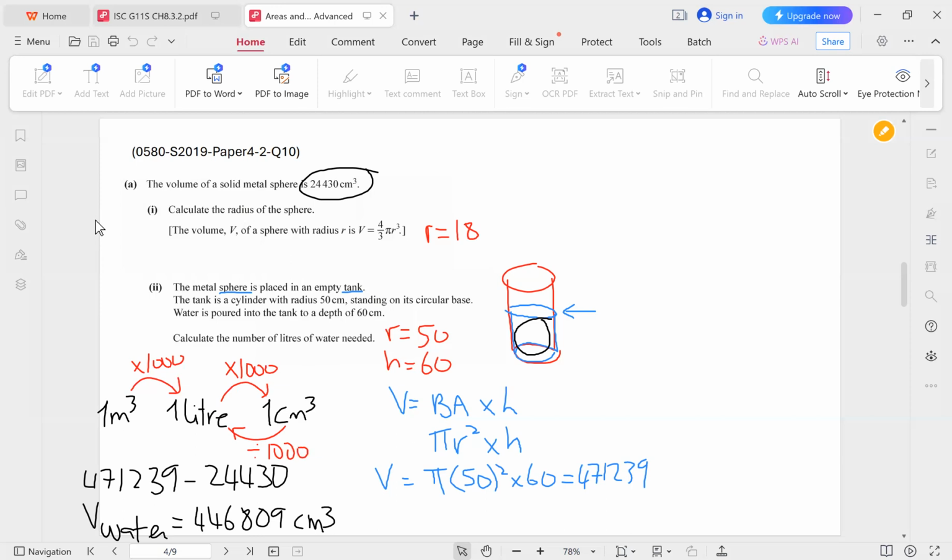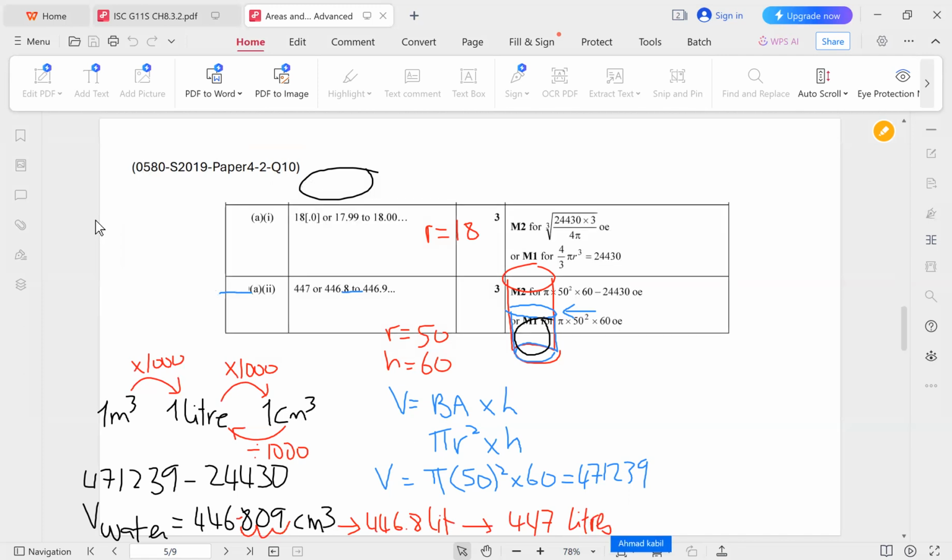Hence, the final answer would be 446.8 liters. I just divided by 1000, so you move the decimal up to here. 446.8 liters, or even 447 liters. And this is the correct answer in AII. So we have the correct answer here, and we can move on to the next problem.